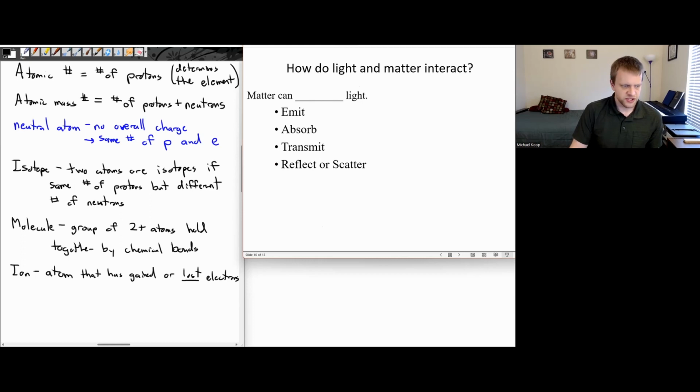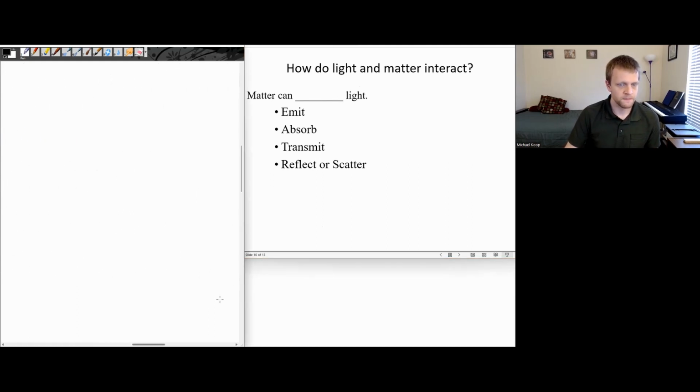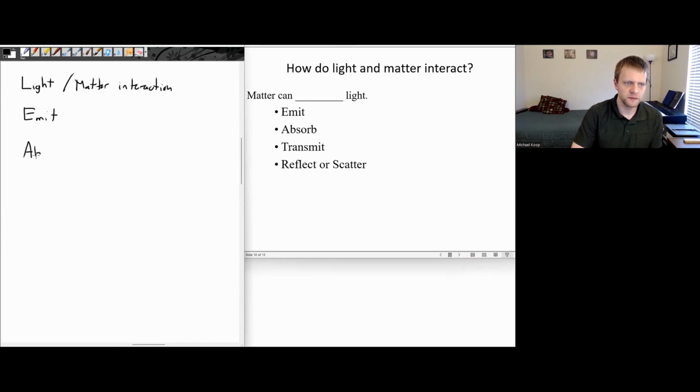So the last set of topics that I want to talk about for this session are a little bit on how light and matter interact. So let me make a new little section here, light and matter interacting. So matter can emit light, it can absorb light, it can transmit light, and it can reflect or scatter light.